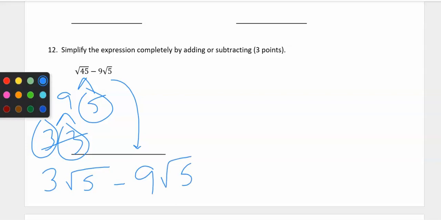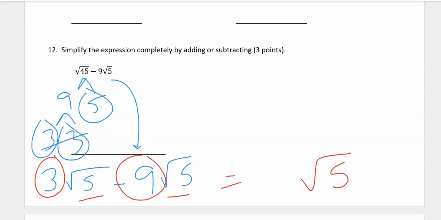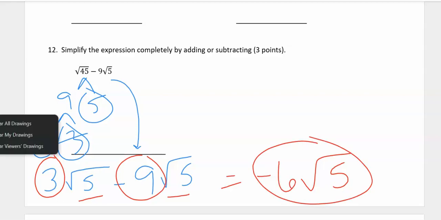Now I do see that I can actually subtract these because they're both radical 5s. So I'm just counting how many radical 5s there are. There's 3 here, minus 9, that's negative 6 radical 5s. That's your final answer.